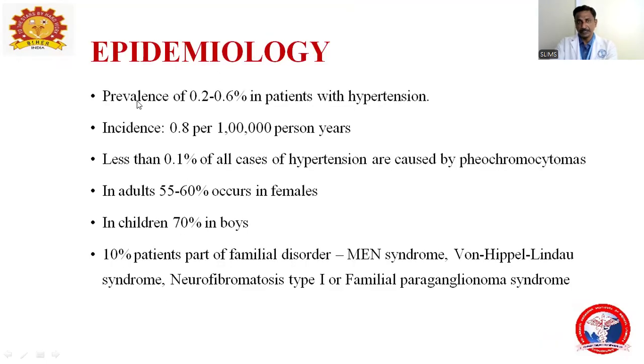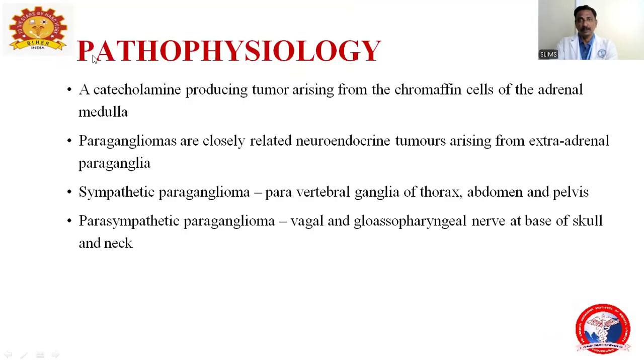Epidemiology related to pheochromocytoma. Prevalence is about 0.2 to 0.6% in patients with hypertension, and incidence of 0.8 per 1 lakh person year. Less than 0.1% of all cases of hypertension are caused by pheochromocytoma. In adults, 55 to 60% occurs in female, and in children, about 70% occurs in boys. 10% of patients are part of familial disorder, MEN syndrome, von Hippel-Lindau syndrome, neurofibromatosis type 1, or familial paraganglioma syndrome.